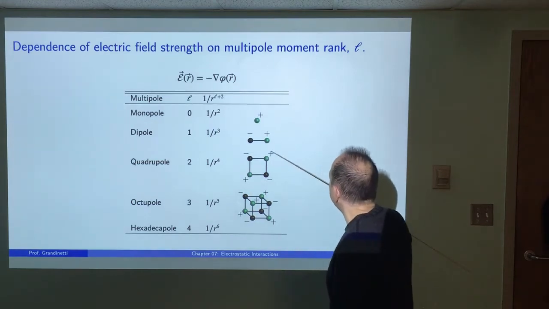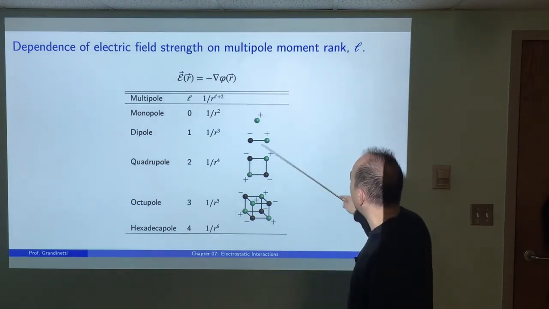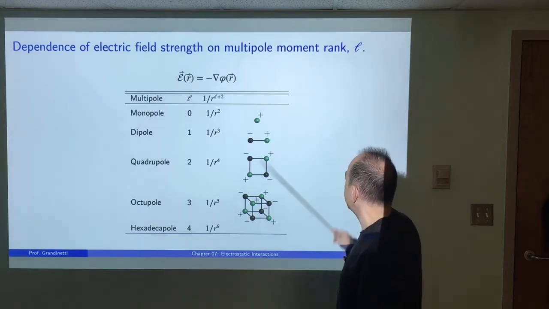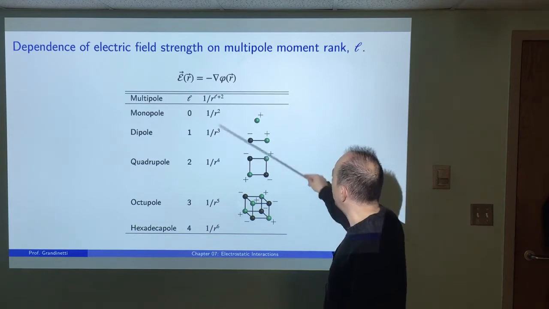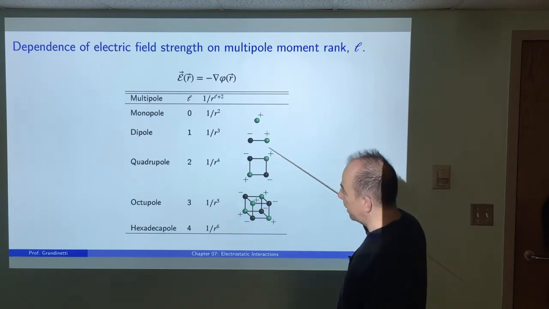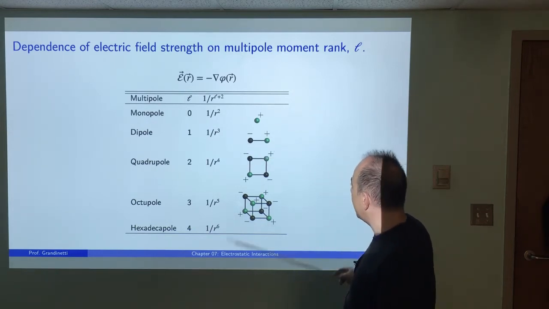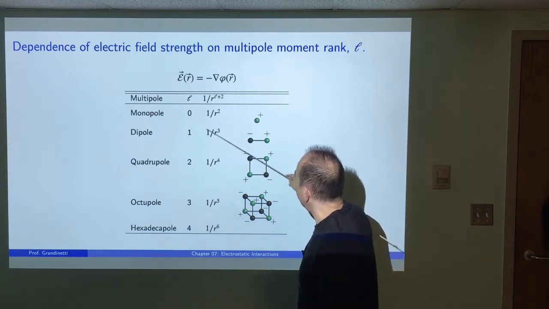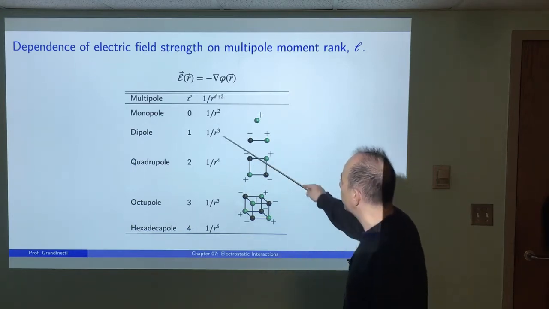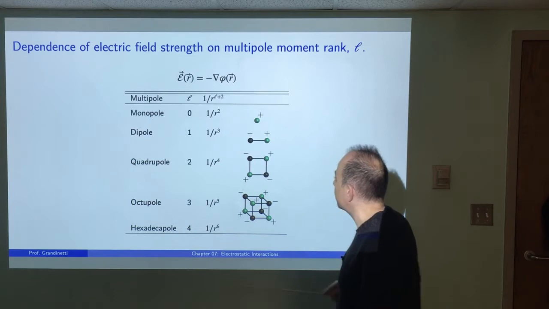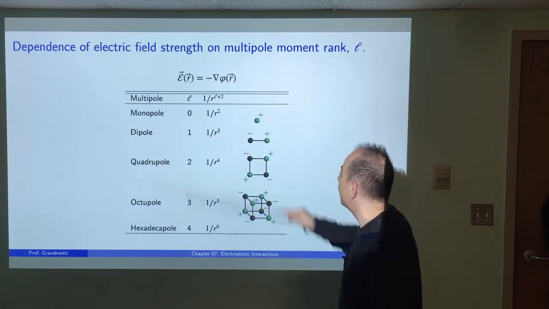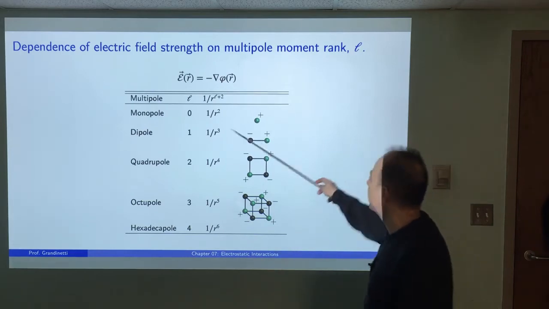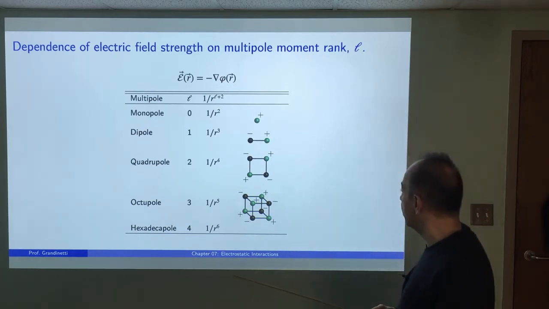The configuration that will give you a dipole moment would be this configuration. If you had a negative and positive charge sitting at some distance away from each other, that would be neutral, so it would have no monopole moment, but it would have a leading term, which is a dipole moment. And the electric field generated by this is going to fall off as 1 over r cubed. So the scalar potential falls off as 1 over r squared. The electric field, which is the gradient, falls as 1 over r cubed.